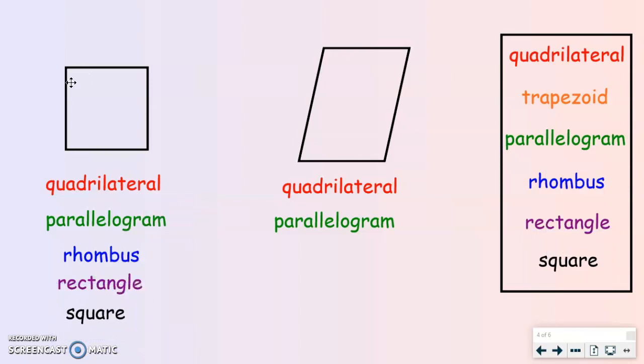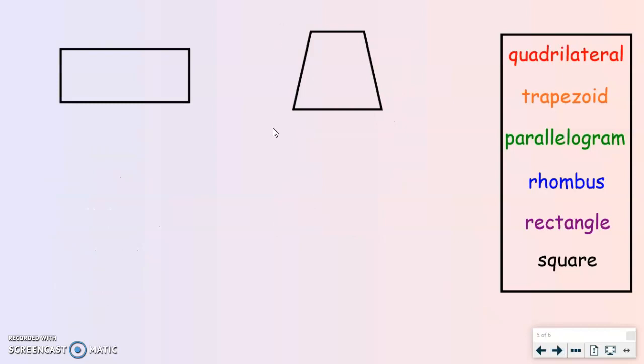So here, we call this a square, but it actually classifies as many different things. It's a quadrilateral, it's a parallelogram, it's a rhombus, it's a special kind of rectangle, and it's a square because of all the properties that it has. This shape over here is a parallelogram and a quadrilateral because it has 4 sides. So let's go ahead and do a couple other shapes.